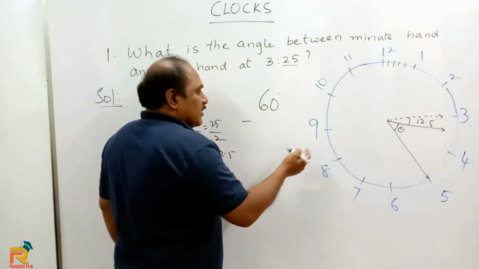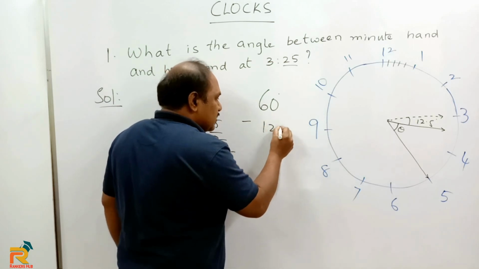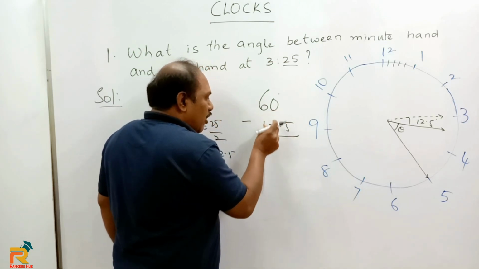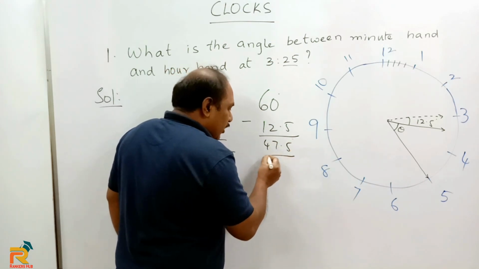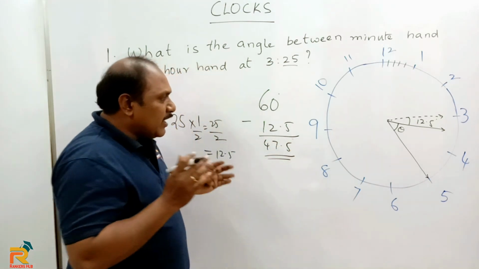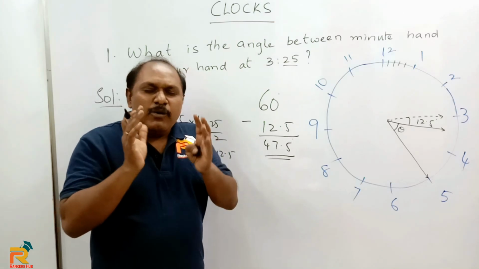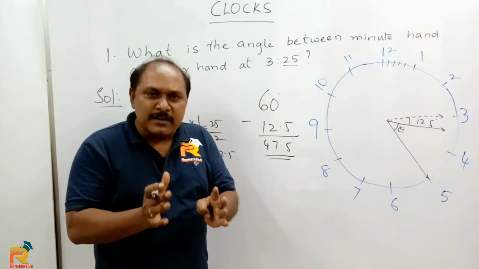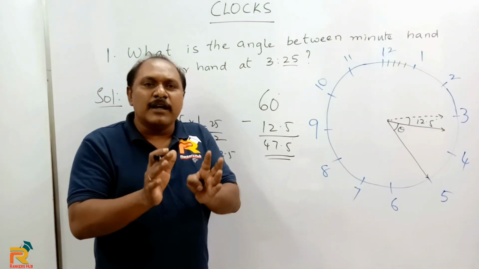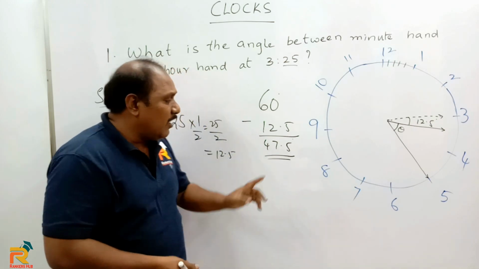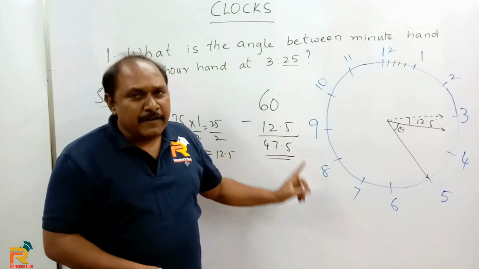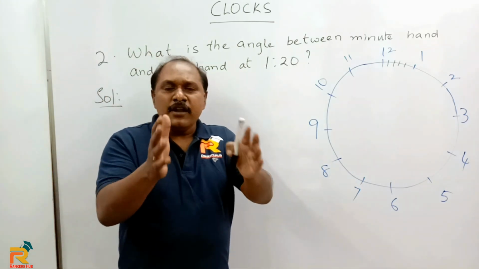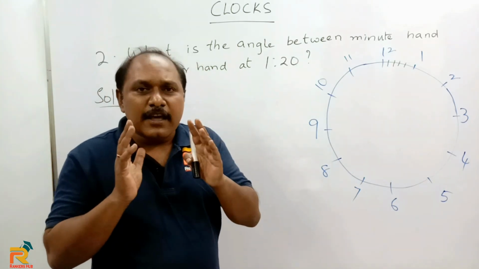So our answer, very simple, 60 minus 12.5. Now how much is 60 minus 12.5? 47.5 degrees. So you can clearly see here how easy it is to answer the question without using the formula. I did not tell you the formula, but still we got the answer for our question. It is 47.5 degrees. Hope all of you understood how to answer the question without using a formula.